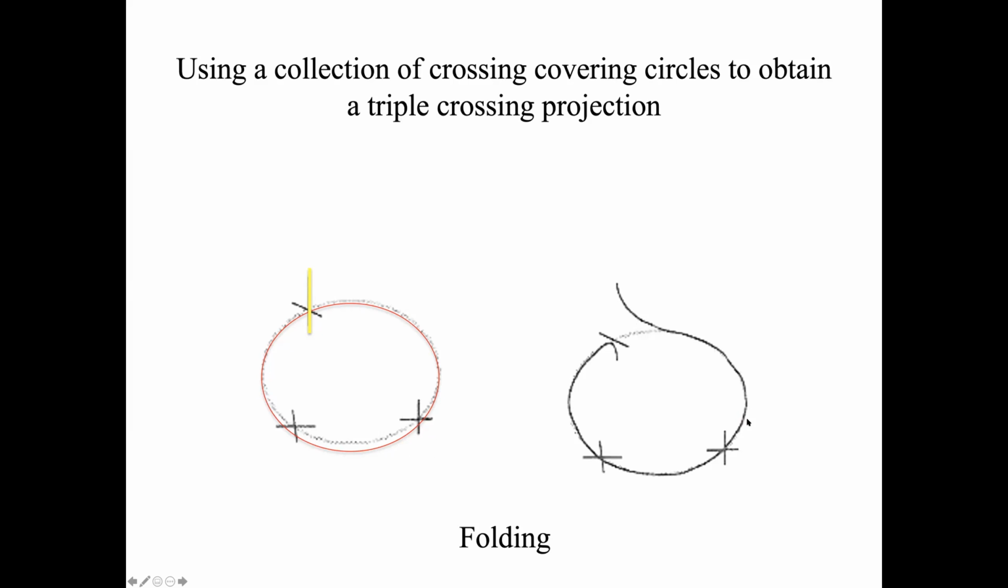So when I do that, I'm going to pull it over everything in the diagram before I come around to here. What have I done? I've turned 3 double crossings into 2 triple crossings, and I lose the original double crossing. It's gone. Okay, I'm going to call that a folding.